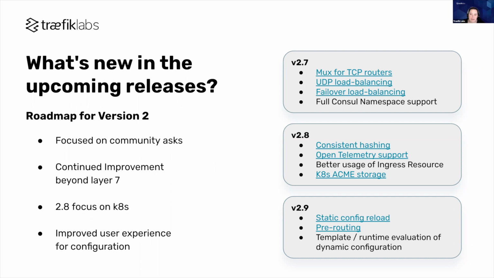So first, we really focused on community asks, but as an open source product and community, we have a lot of community asks. So we needed to find a way to create themes around what we wanted so that we could make sure that what we made was cohesive. So one of the themes that we started to focus on was continued improvement beyond layer 7. And then we realized that we've done a lot of support for Docker, but we have a little bit to go for Kubernetes. So we've decided that 2.8 is going to be all about making Kubernetes better and easier so that we can bring parity to the two.